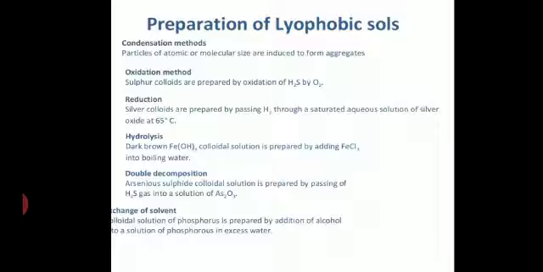You can also write another reaction. H2S plus 2HNO3 will give you 2H2O plus 2NO2 plus S. Below S again the same thing, colloidal sulfur. Again I repeat, H2S plus 2HNO3 gives 2H2O plus 2NO2 plus S. Below S you write colloidal sulfur. That is oxidation. Here also hydrogen sulfide is oxidized to sulfur.